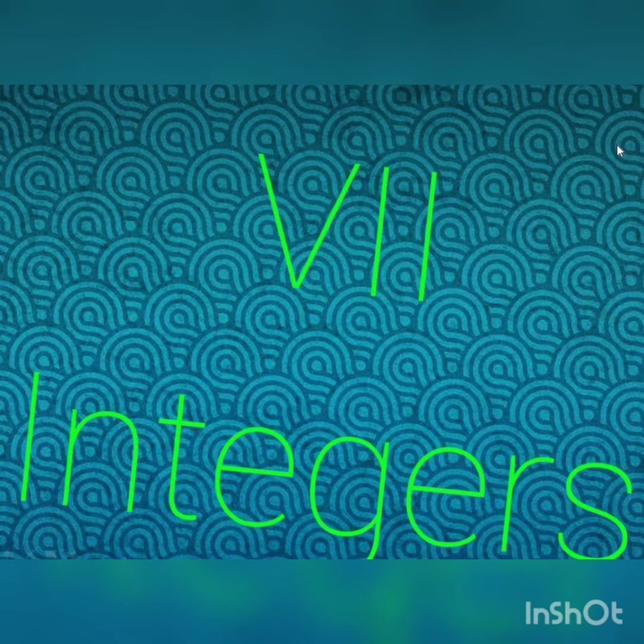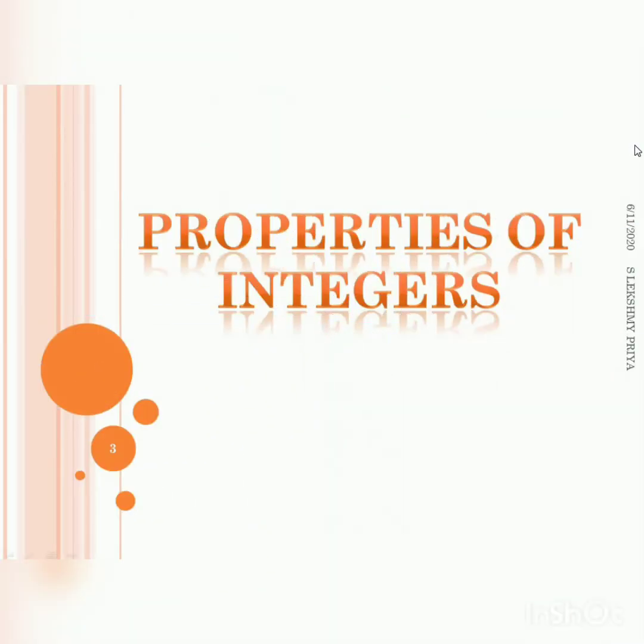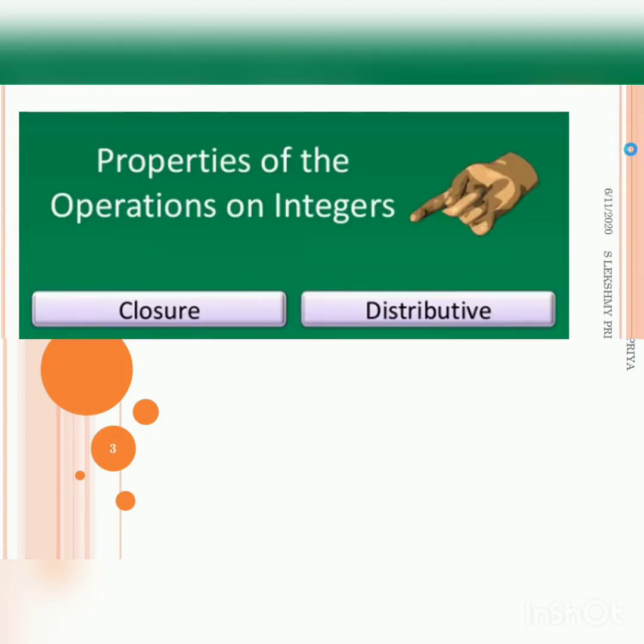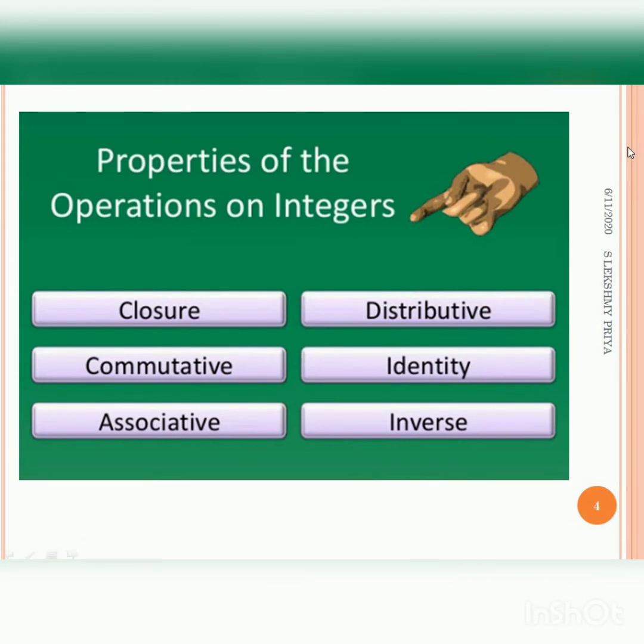We have learned the addition and subtraction of integers using number line and rule in the previous class. Before doing subtraction, let's have a look at some properties of integers. The main properties of integers are closure property, commutative property, associative property, distributive property, identity element, and inverse.